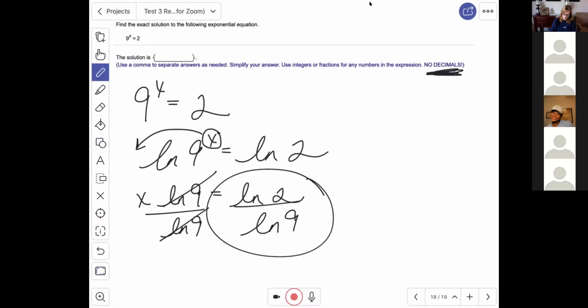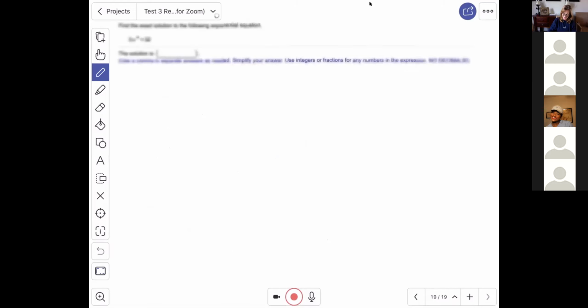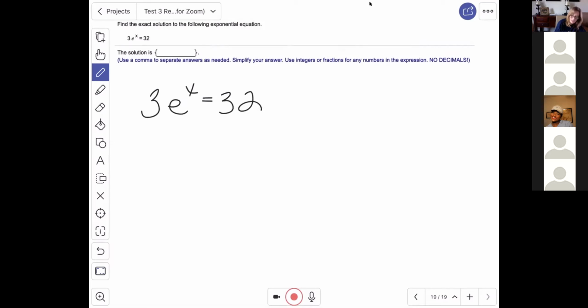So I use natural log a lot. Okay, but that's the solution. And the last one we'll do, and we'll be done. It's just another one, e to the x. So the way you do this is let's clear that 3 out to the other side by dividing, right? Because you don't want to take the natural log unless it's just e.